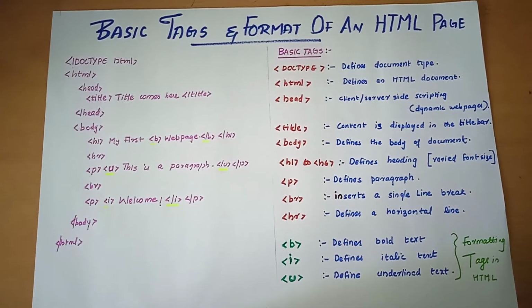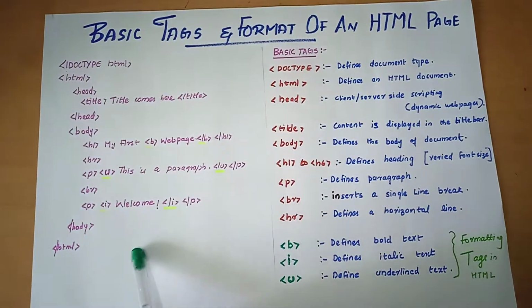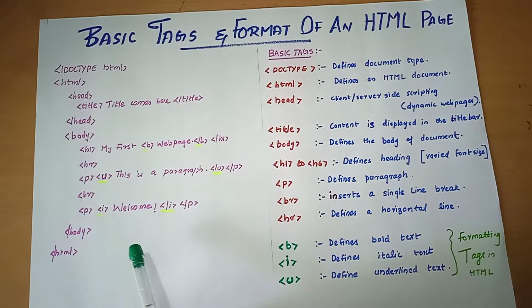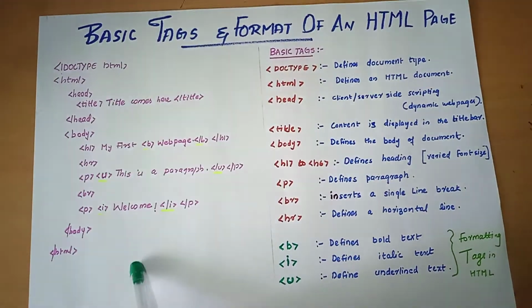Okay. So firstly, let's get into this example. This is the code for a simple web page. So how is it written?